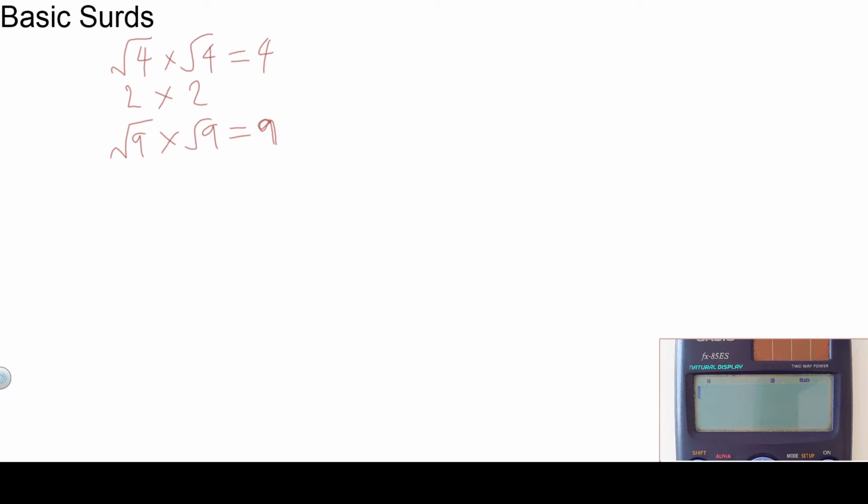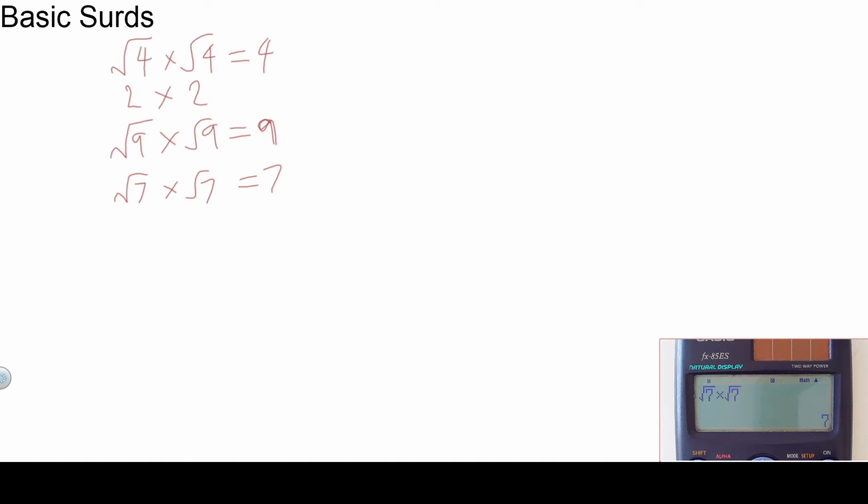So what if you have something that is not a square number? Let's say we've got square root of 7, which we know would be a decimal number. Square root of 7 times square root of 7 just gives you 7. And I'll show you on the calculator, if you look at the corner of the screen, square root of 7. There you go, 7.